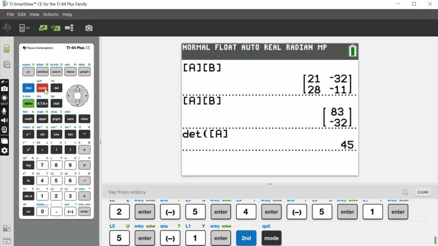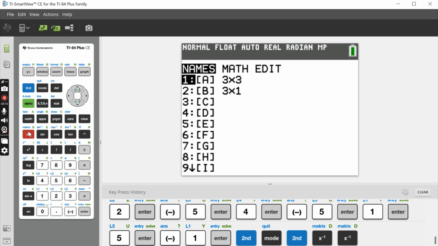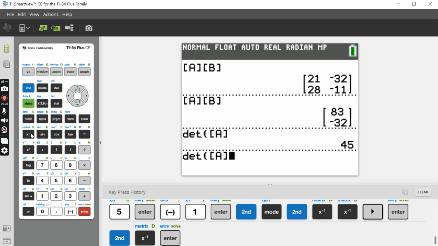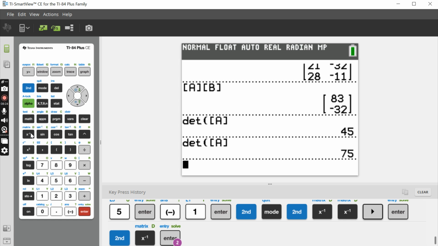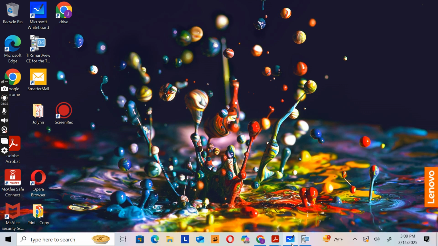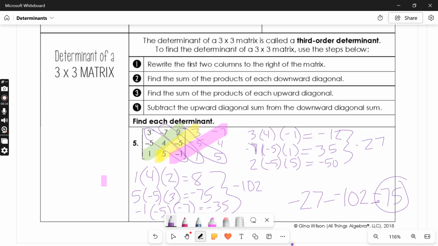Second quit. If you already have that determinant in there, you can just arrow up and hit enter. But if you don't, you're going to do second matrix, arrow over to math, select that first one, and then second matrix, enter. Notice we still got 75. So if you want to try them by hand, if you want to try them with your calculator, either way, go ahead and try those next few. And I'll make sure to provide those answers for you so you can double check it.